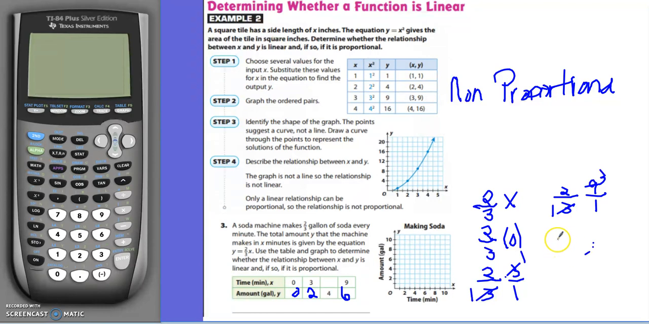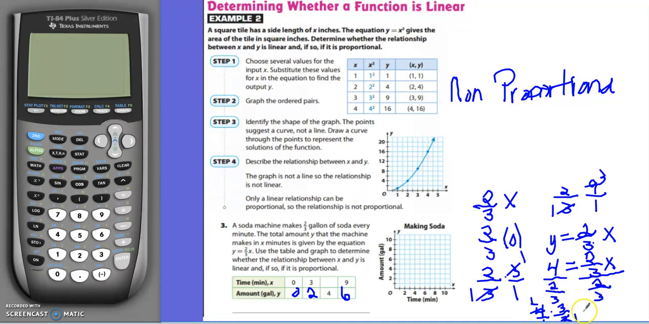Okay, and then if we have y equals 2/3 x, and this time we know that y is 4, and we don't know what x is, we can divide both sides by 2/3, or you can multiply by the reciprocal, which is 4 times 3/2. This simplifies. You get 1, you get 2, so you have x equals 6.